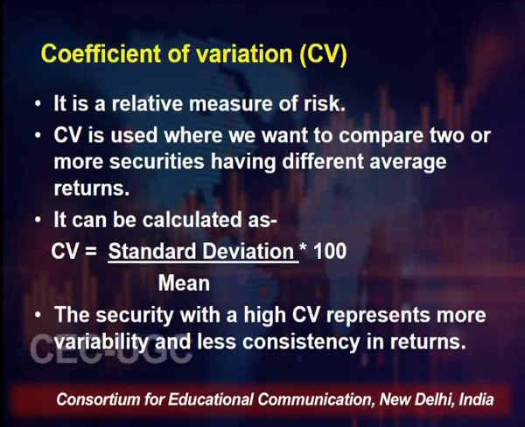So a security with a high coefficient of variation represents more variability and less consistency in return. What it means is that an asset or equity having a high coefficient of variation represents more variability, meaning higher risk involved, and less consistency in return. If you are a risk averse investor, you would not like to invest in a security where the coefficient of variation is very high, because it gives you high variability of return. If you are a risk seeker, you love to take risk, then you may invest in an asset class having a high coefficient of variation.